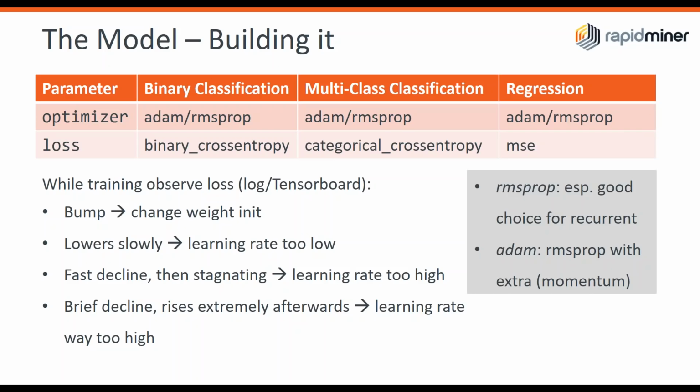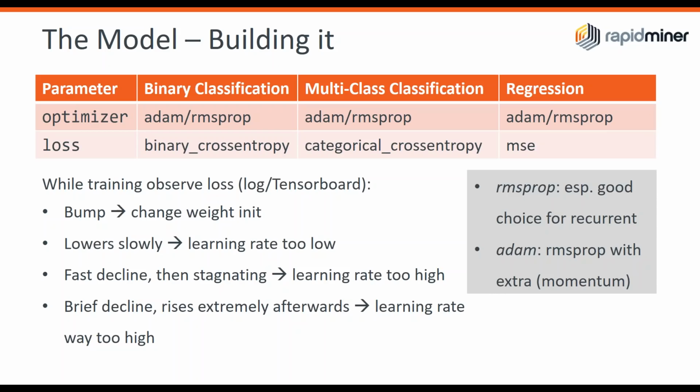And for that, then you can observe how the loss changes over time, so over the epochs. And it should decrease. And you can do that by looking at the history that is delivered through the history port of the operator, or you could use a TensorBoard, which offers you a view in your browser to check on the values while they come in. And if you see a bump in there, you need to change the initial weights, because for the first epoch, you need some starting values for the weights.